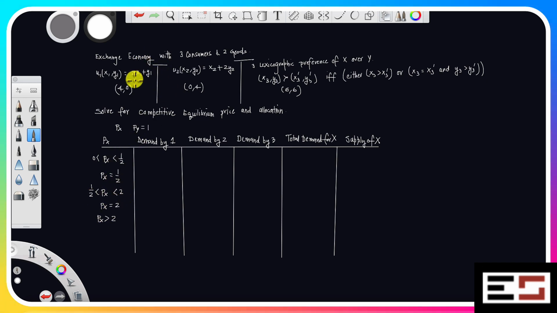So we'll explore these 5 possibilities, and the reason for taking these values as half and 2 is basically the marginal rate of substitution of consumer 1 is 2, and the marginal rate of substitution of consumer 2 is half.